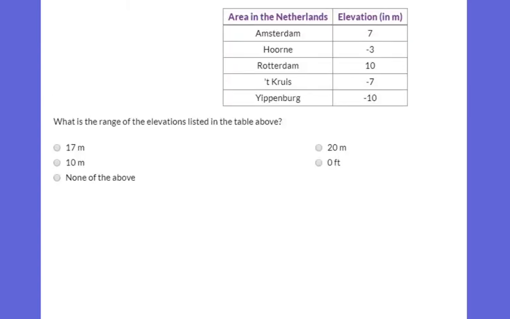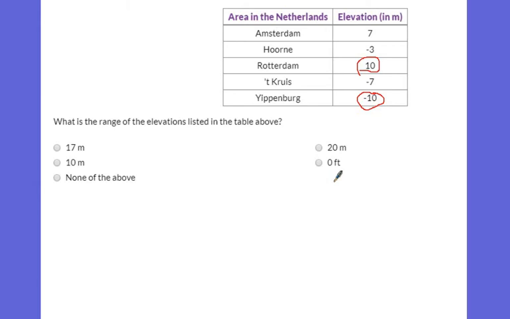What is the range of the elevations listed in the table above? Range is the difference between your smallest and your highest. So the smallest number listed here is -10, and the largest number listed looks like a +10. So I need the difference between those two spots.